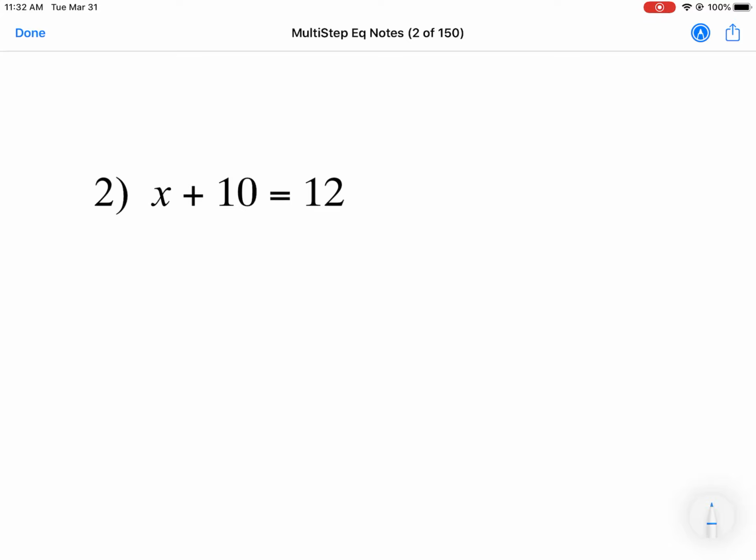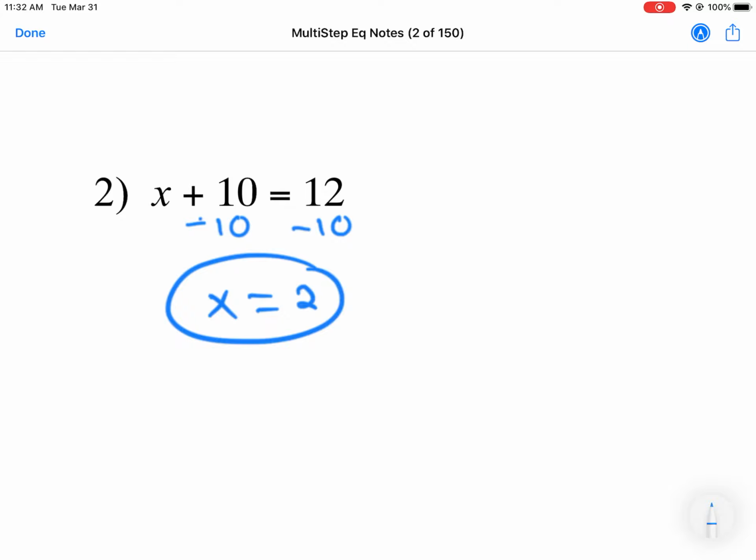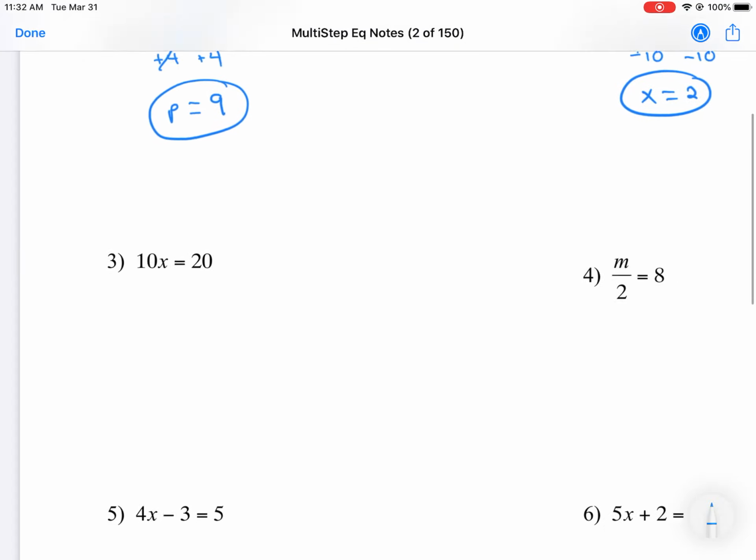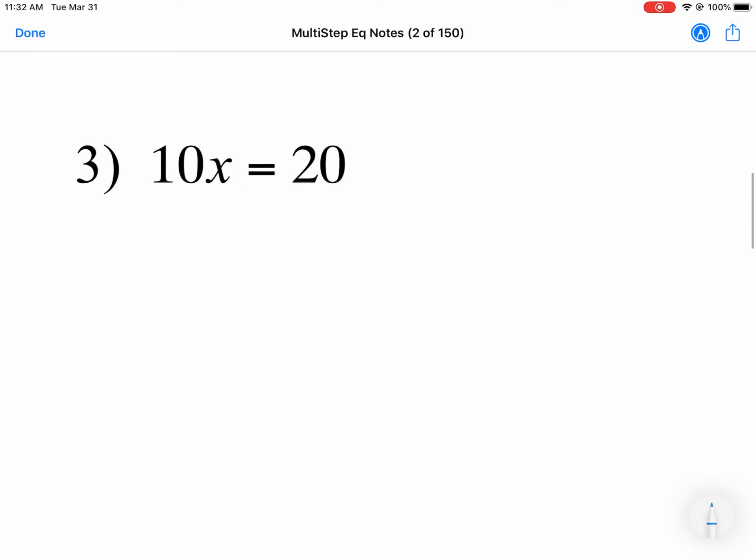All right, number 2. I have a plus 10 now. x plus 10 equals 12. Well, the first thing you got to ask yourself, okay, I want to get x by itself, so how do I get this 10 out of here? What's the opposite of a plus 10? And that would be a minus 10. So we subtract 10 from both sides, because whatever you do to one side, you must do to the other side. So we get x equals 2, and that's our answer. And we can plug 2 back in for x and get 2 plus 10 is 12. 12 equals 12. We are good.